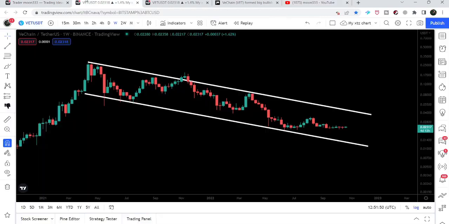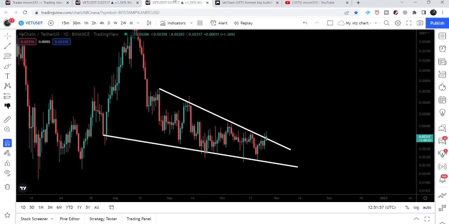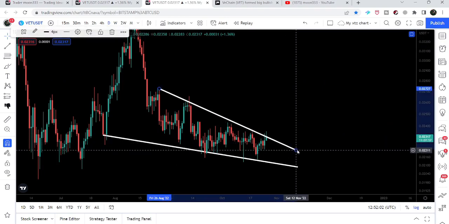In today's video, we will once again take a look at this very big and huge downtrend line resistance of a down channel. And on the daily time frame chart right now, you can see that Vechain is trying to break out this falling wedge pattern as well.